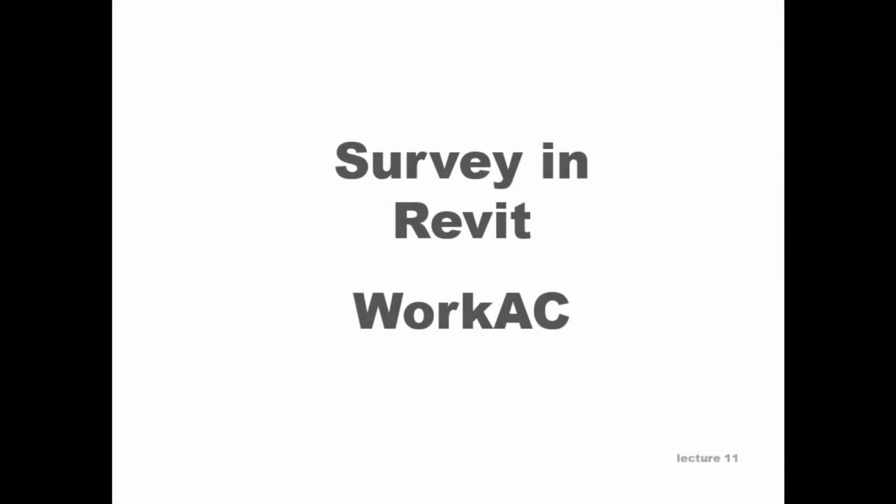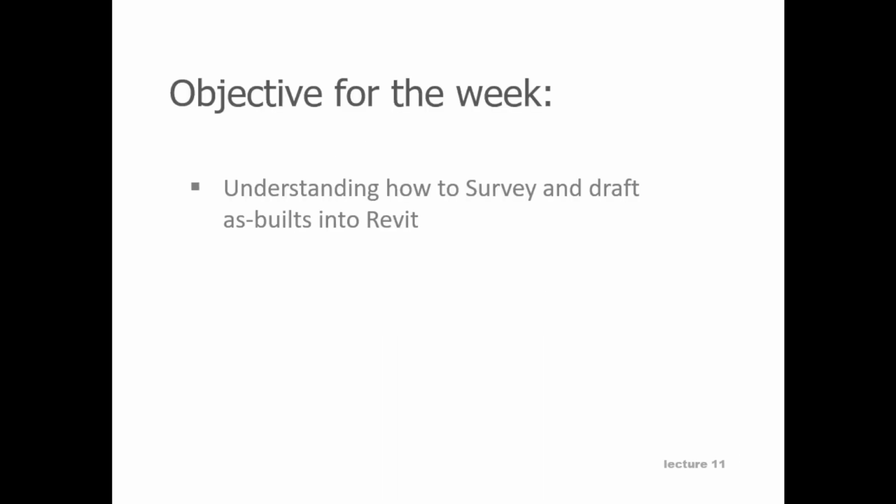Welcome to Lecture 11. This week we're going to learn how to survey a building on campus at Fairmont State. We are going to survey the engineering technology building. Our objective for the week is to understand how to survey and then how to begin drafting that as-built into Revit. As-builts are existing construction conditions, or the building as it is built. And that's what we're going to produce.